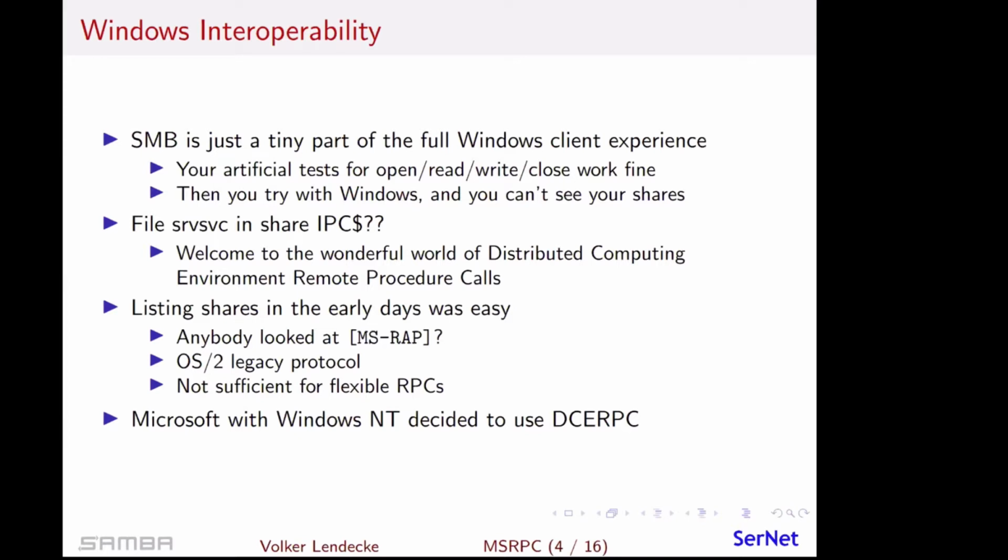And listing shares used to be easy in the early days. I hope somebody has looked at NetShareEnum. This is an SMB1 protocol. Samba implements this as part of the lanman.c file. It comes from OS/2. It also is a bit difficult to encode and decode, but it's really simple calls. It has many limitations like buffer sizes. It's not sufficiently flexible to act as a general RPC, remote procedure call, that is flexible enough to serve multiple services.